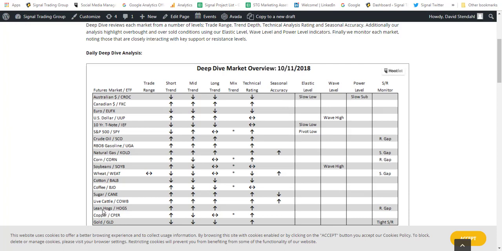We're going to take a look at lean hogs here today. The ETF being HOGS. Trend is to the upside, even though things are beginning to wane a little bit. The technicals are still looking positive, but you'll see from our systems having unwound one of our major long positions, I don't think this is going to last too much longer.